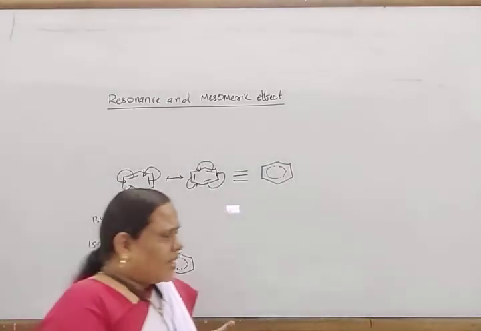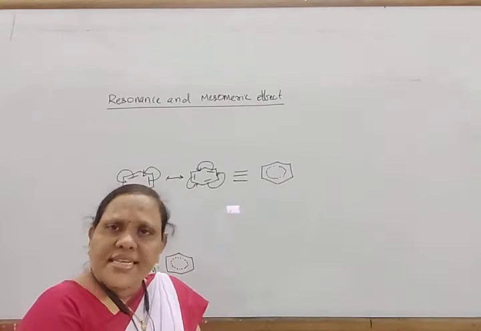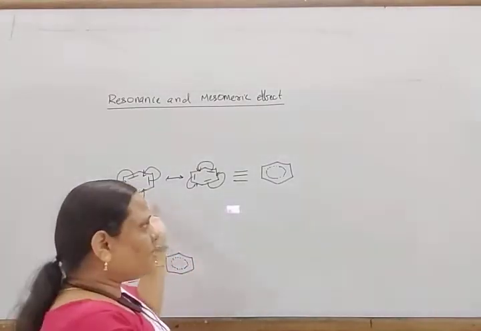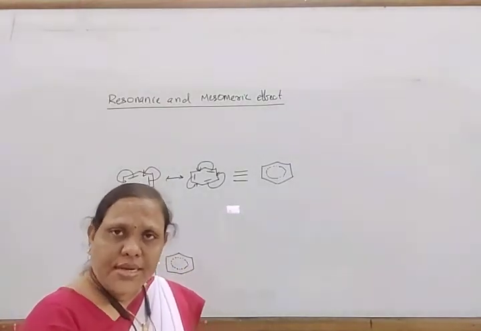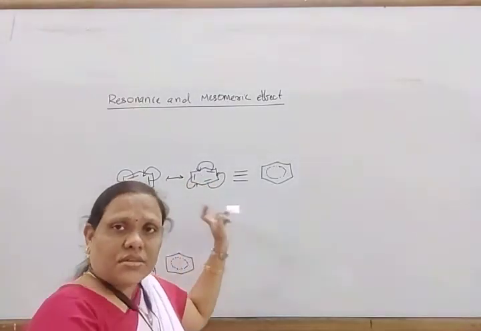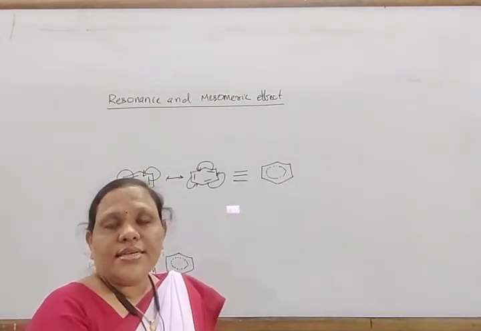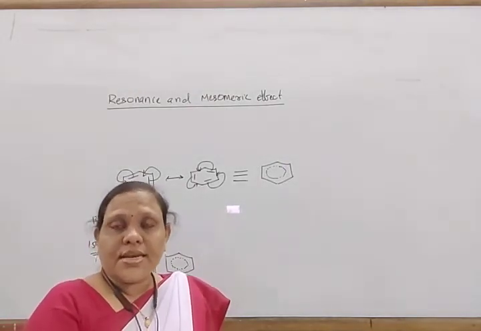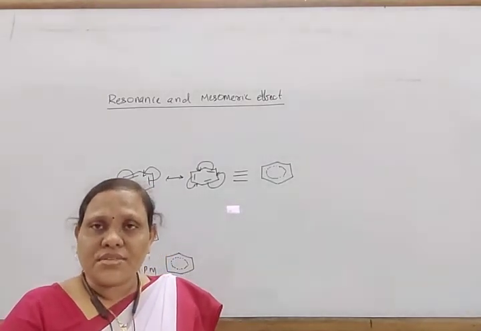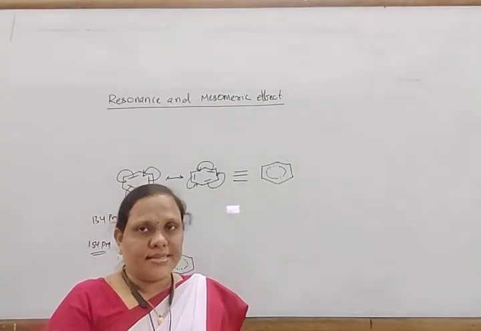Okay. So what is the energy? This is the resonance hybrid, and the resonance hybrid has the least energy. These contributing structures also have some energy. What is the difference between the energy of this structure and the actual resonance hybrid? That is known as the resonance energy. So the energy difference between the most stable resonance hybrid structure and the contributing structure is known as resonance energy.